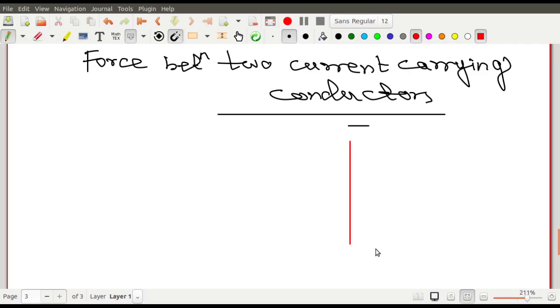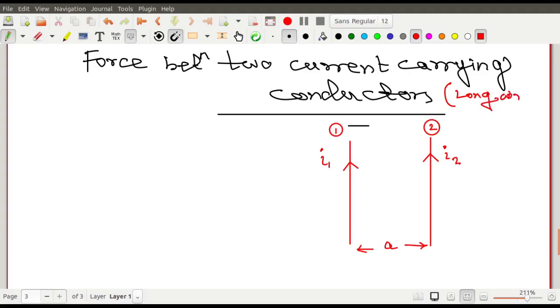I hope that you know the expression of the force acting on a current carrying conductor. We know the force acting on a current carrying conductor from the concepts of Lorentz force that you have studied in your higher secondary classes. So these are the two current carrying conductors. One of them is carrying a current I1 and another is carrying a current I2. The separating distance between them is, suppose, small a. This one I call number 1 and this one is 2. Here I am trying to find it for long wires.